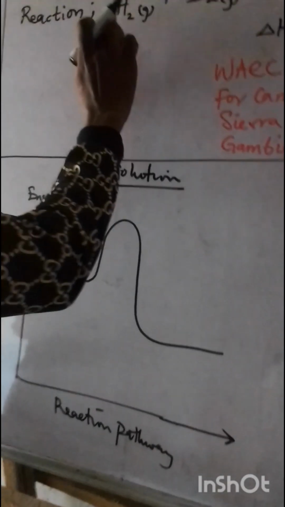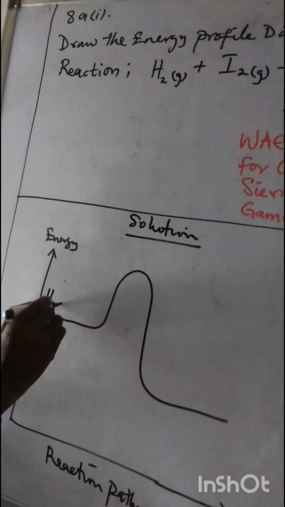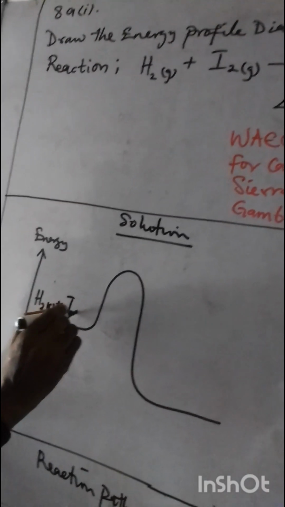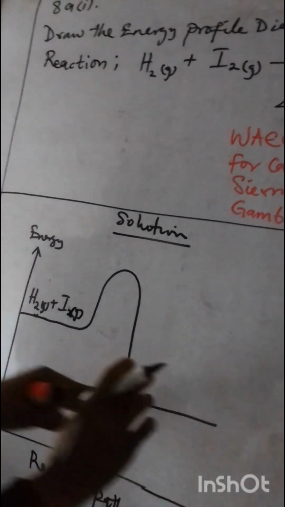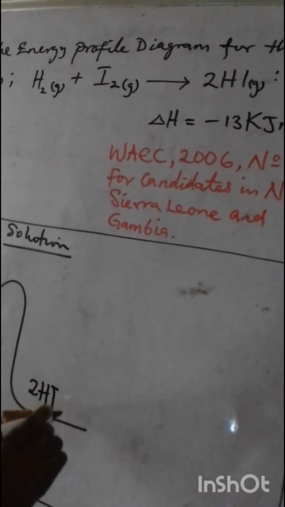So what are the reactants? Hydrogen gas and iodine vapor. So hydrogen gas plus iodine vapor. These are the reactants. What is the product? 2 moles of hydrogen iodide is the product.